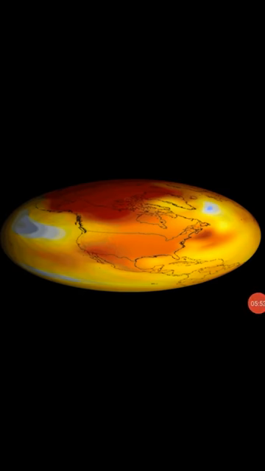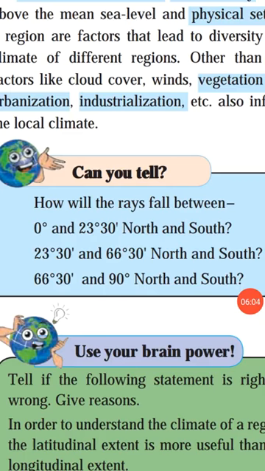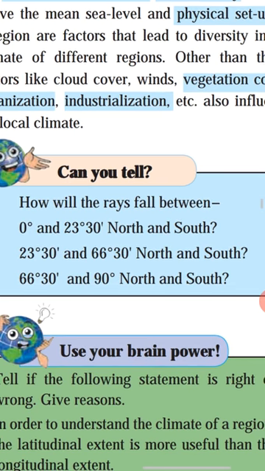Okay, students. So, students, after that, you can see in your textbook page number 23. Some questions have been asked. Let's learn that. Can you tell how the rays will fall between 0 degrees and 23 degrees 30 minutes north and south? One more question is there: 23 degrees 30 minutes and 66 degrees 30 minutes north and south. And 66 degrees 30 minutes and 90 degrees north and south. So let's see the answers of these three questions, students.